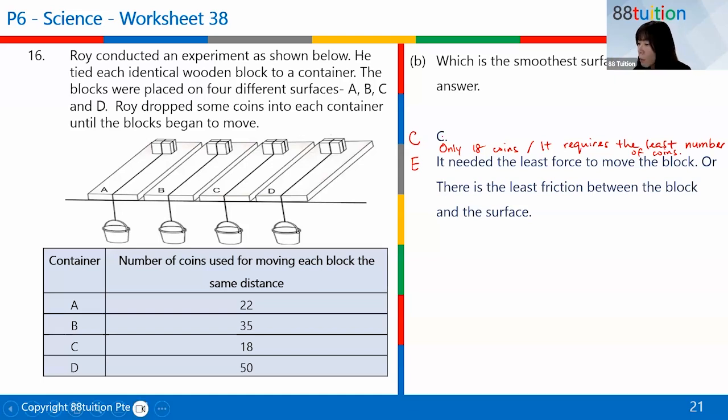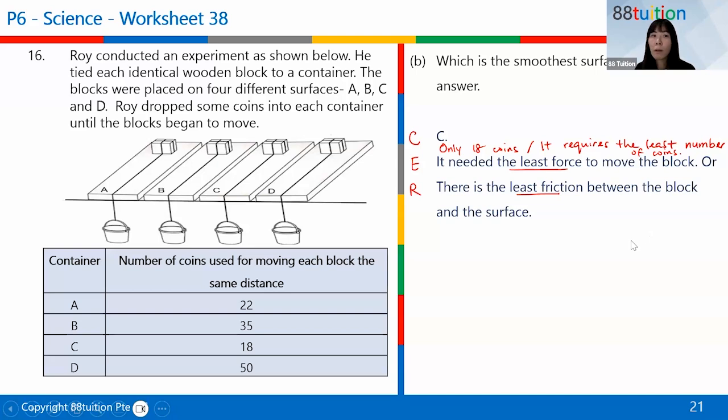Okay, so make a choice. C, you can put in the evidence, only 18 coins required, or it requires the least number of coins before the block moves the same distance. So therefore, reasoning, C requires the least force, there is least friction. So talk about least force required, indicating least friction present between the block and the surface. Okay?